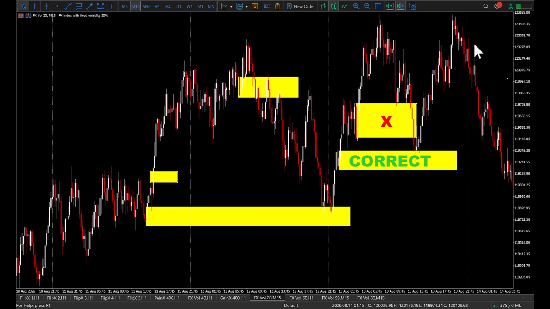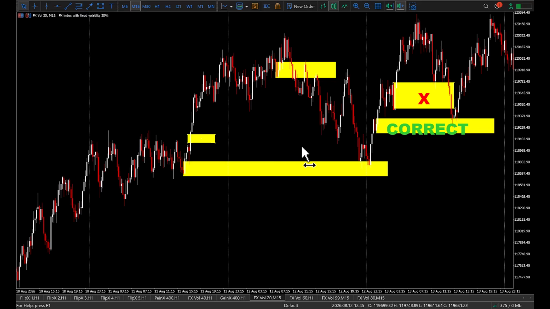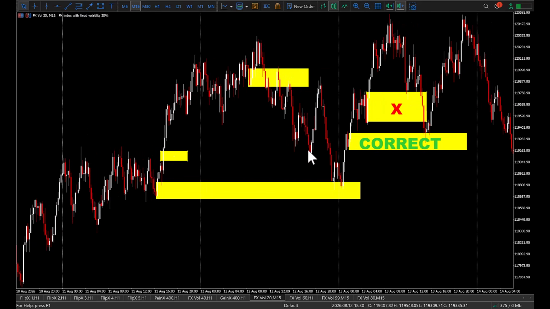So this is what we are trying to do with this rule. What we want to see now is rule number 3. Rule number 3 is how price approaches the zone. Here we were talking about how price leaves the zone, so now we are back to how price comes back to the zone.